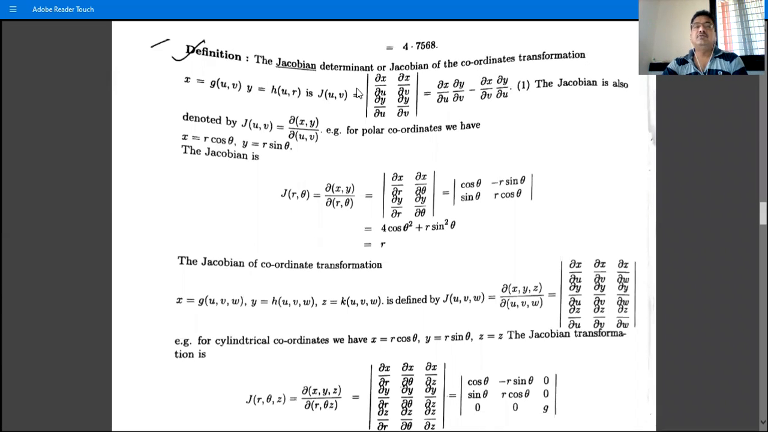The definition of Jacobian. Suppose x is a function of u and v, and y is a function of u and v. Then J(u,v) is ∂x/∂u. X and y are the functions of u and v.